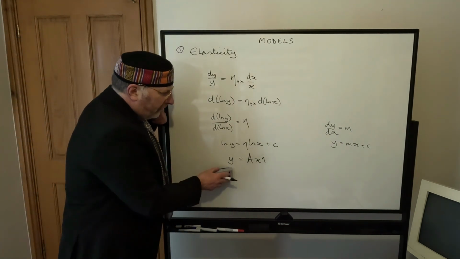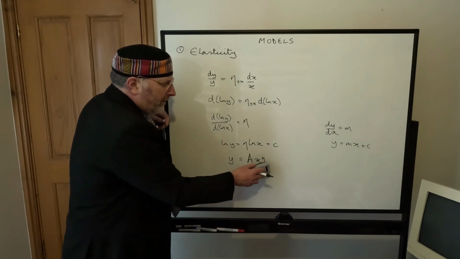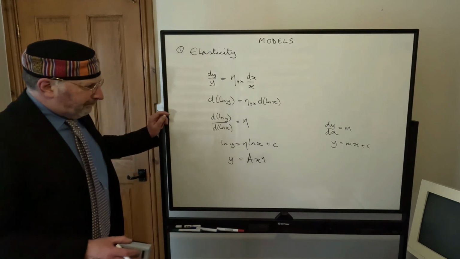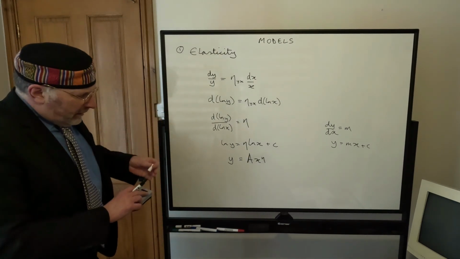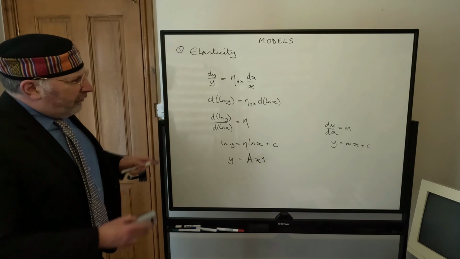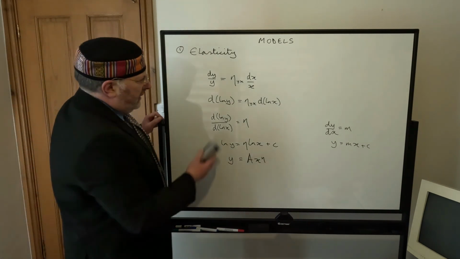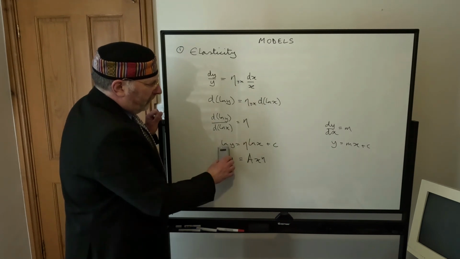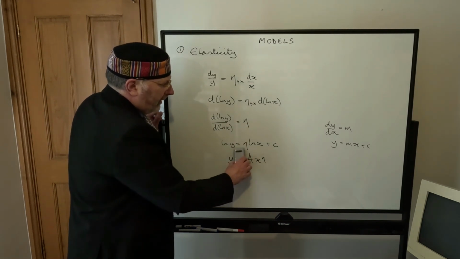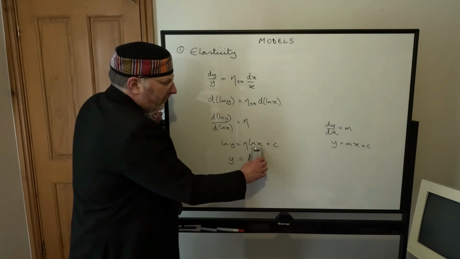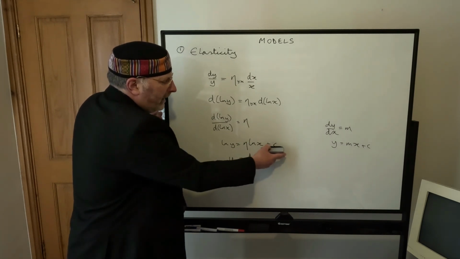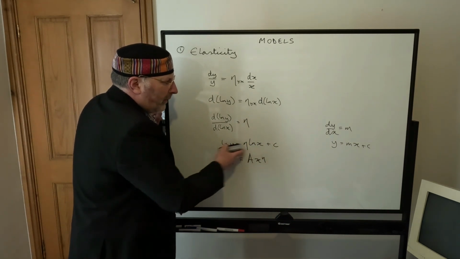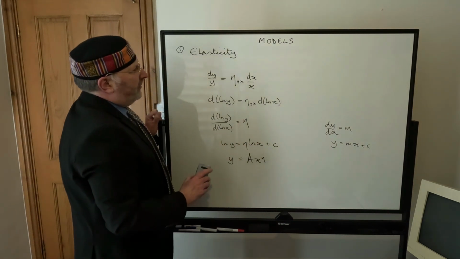So this is a power law with the exponent of the power law being equal to this elasticity. And we can see that we've got here d log y by d log x equals a constant, and that results in log y equals eta log x. So we can see why when we plot log y against log x on double logarithmic axes, we're going to get a straight line, because that's the formula of a straight line.